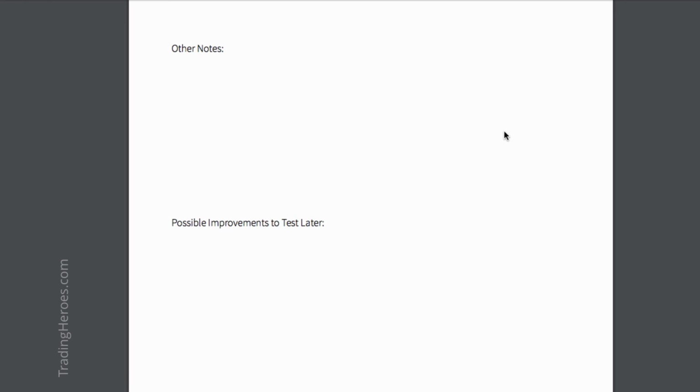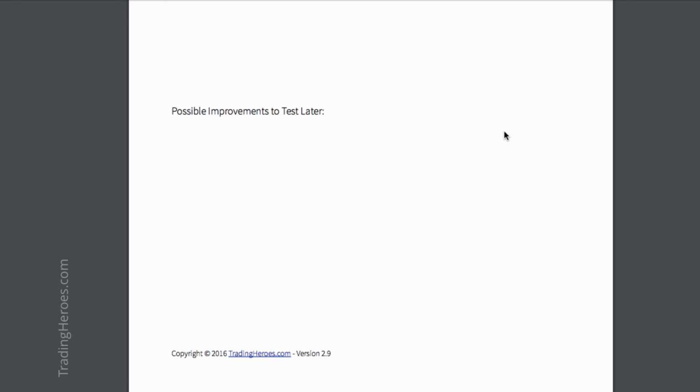And then the next section is mostly for back testing, but possible improvements to test later. What are things that you can come up with that might improve the return on the system? I'm sure you come up with these ideas all the time, but it's generally not good to put in a new rule in the middle of back testing, or to tweak your system while you're trading it live. That can be pretty deadly. So if you have ideas, just jot them down here, and you can come back to them later, test them out. And once they've gone through the testing process, then you can put them into live trading.